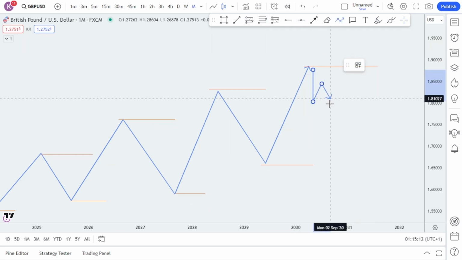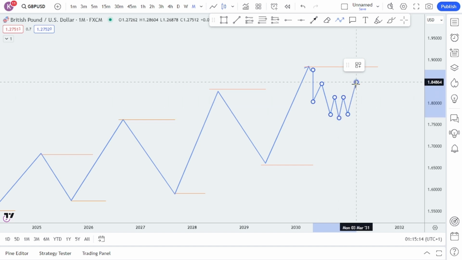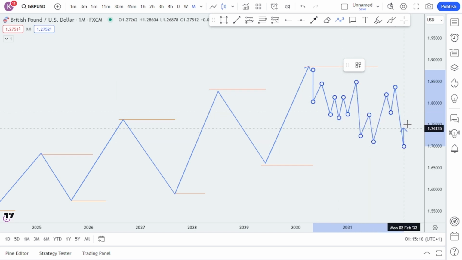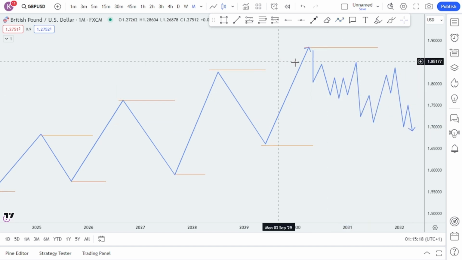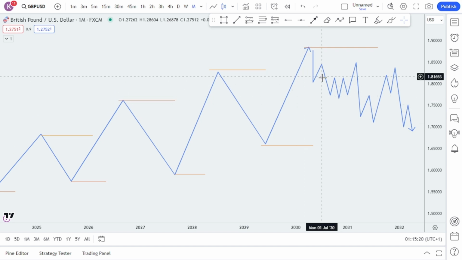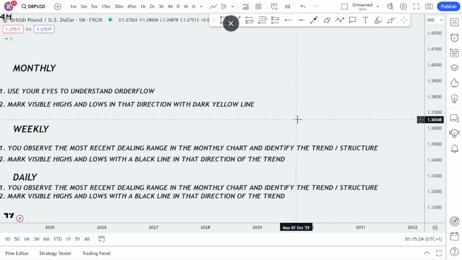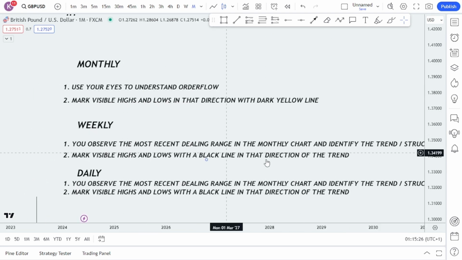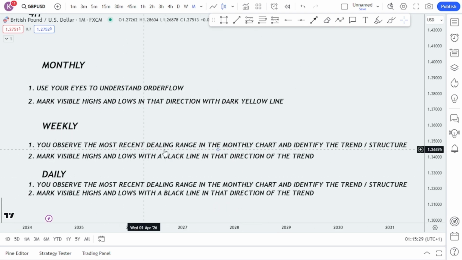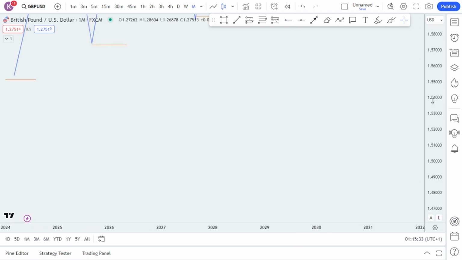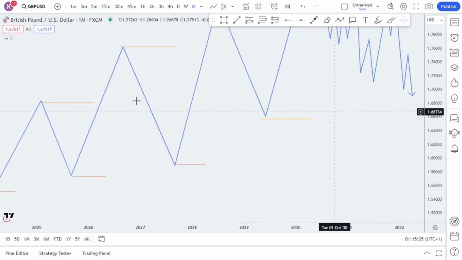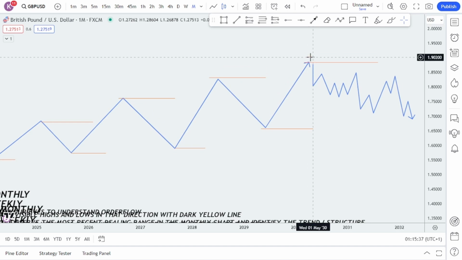You want to see if the market is in a downtrend or an uptrend, or any of these things that happen within this range. So that's what you want to identify. Where is it going? Let's read it again. He said, observe the recent dealing range in the monthly chart and identify the trend and structure. So we can see in this case the trend and structure is a downtrend inside that dealing range between this high and this low.